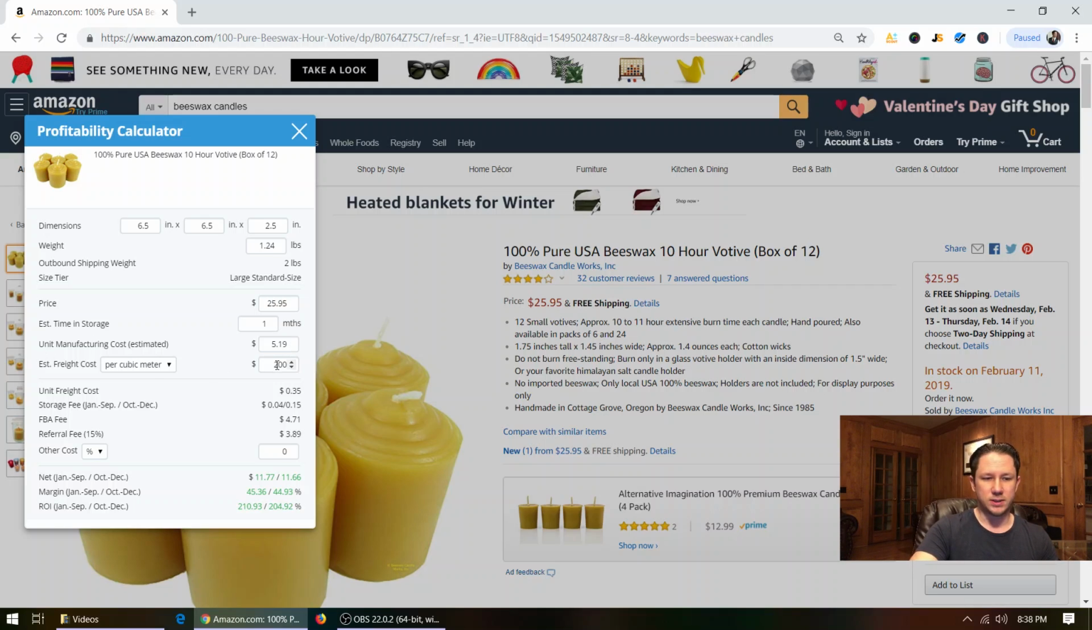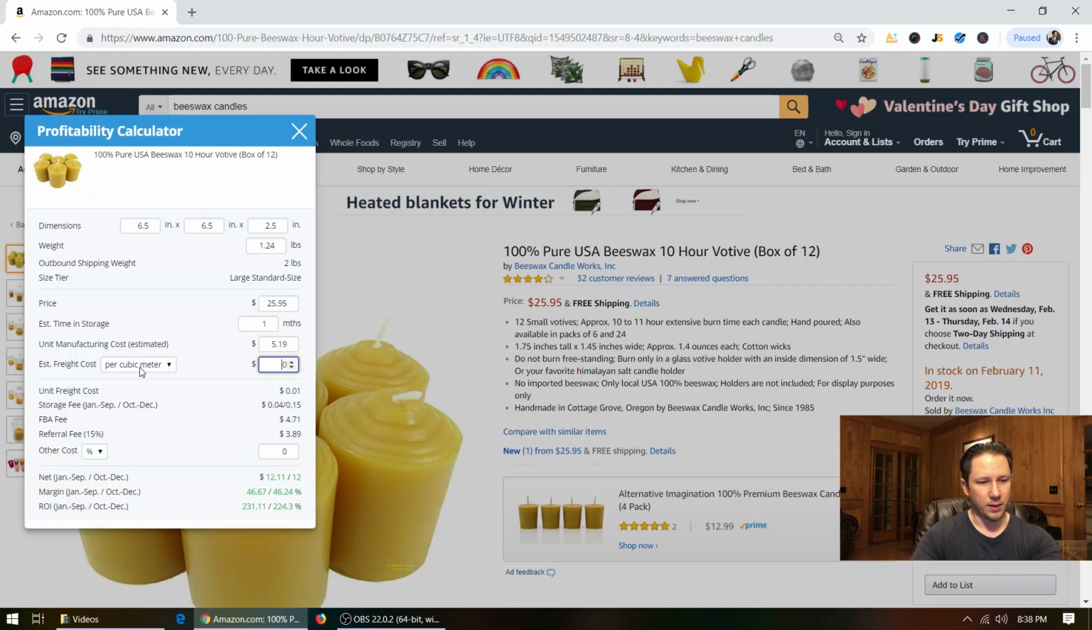Estimated freight cost, $200 per cubic meter. This is, again, sea shipping. Normally just leave that how it is. If you know what the shipping and the actual unit cost is directly, just change this to 0 and then put the actual total cost in here. So if the total cost is $5.50, you can put that in there. But for now, we're gonna just leave that here.